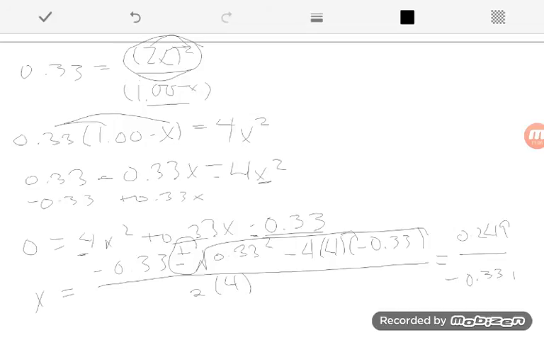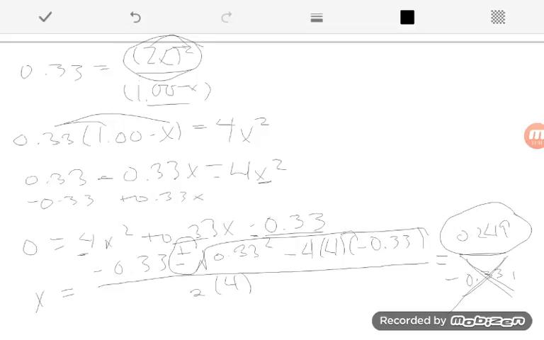I can't have a negative concentration, so I'm going to ignore that one and just take this one. Sometimes you'll get two positive numbers, and in that case, you'll always throw out the bigger number, because one number will be so big that when you go back and plug it into your ICE table, which is what we're about to do, you'd end up with negative concentrations. So if you have two positive numbers, throw out the bigger one. If you have a positive and a negative, you throw out the negative.